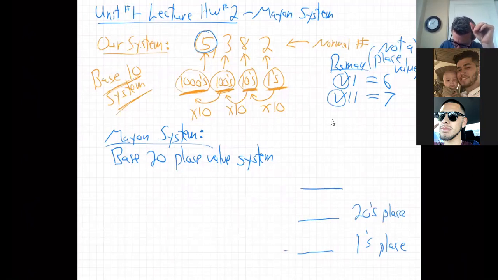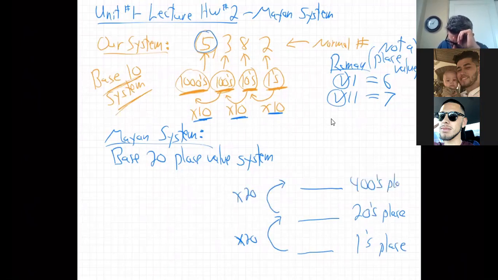See what they're doing? They're multiplying by 20, just like we multiply by 10 every time as we jump from place to place. The Mayans, their system multiplied by 20 every jump from place to place. So what is 20 times 20? 400. This is the 400s place. And then they do it again, times 20, and this is the 8,000s place, etc.